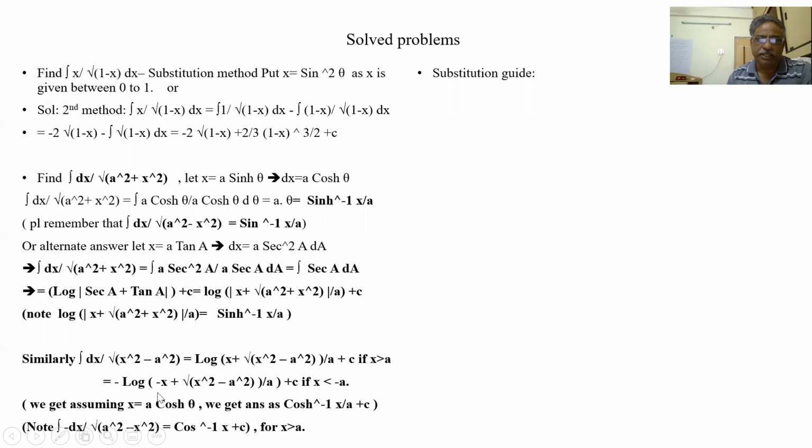If x is less than a, minus log of minus x plus square root of x square minus a square by a. You can assume here x as a cos h theta. So cos h square theta minus 1 becomes sin h square theta. This is sin h theta. Dx is a sin h theta. Both are getting cancelled. We get theta. So cos h inverse x by a plus c. So we should be able to distinguish between cos h inverse, sin h inverse, and log of x plus square root of x square minus a square by a.